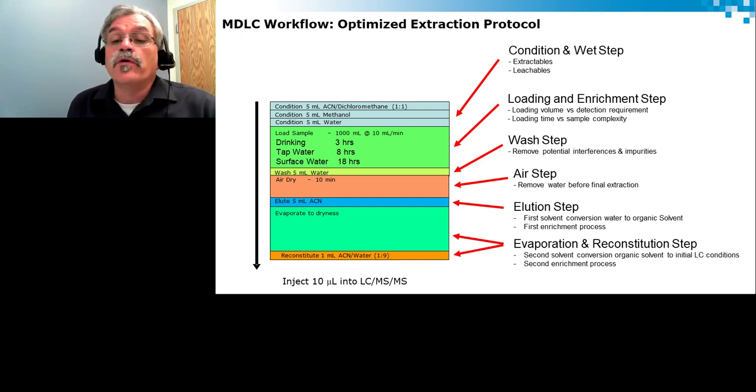So now we're going to load our sample onto our sorbent, and also have an enrichment process. Depending on the injection volume or the loading volume, we're going to look at this one versus what's going to be at the end. Now the wash step is done with various percentages of water and organic. The wash step is there to remove impurities and interferences, but to keep the sample of interest locked on the sorbent.